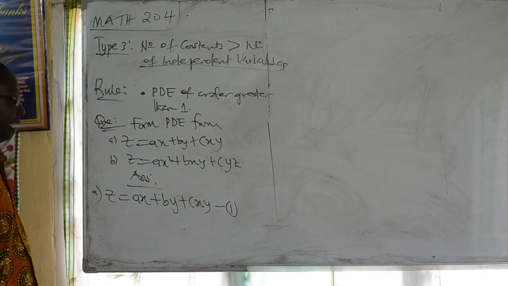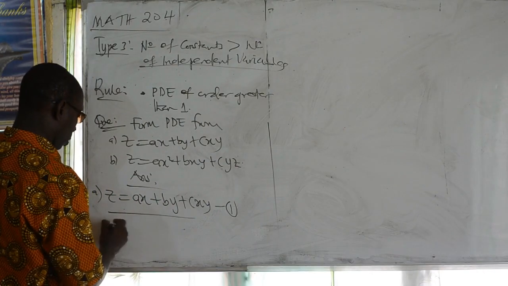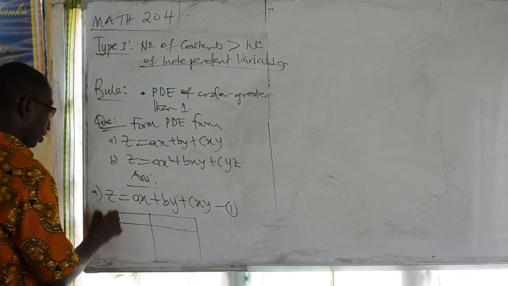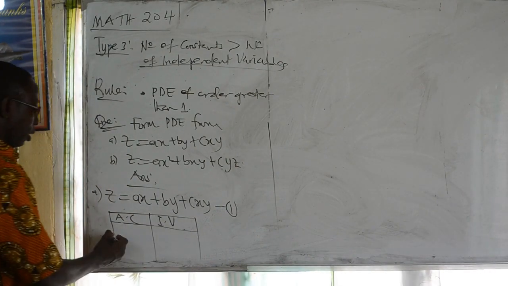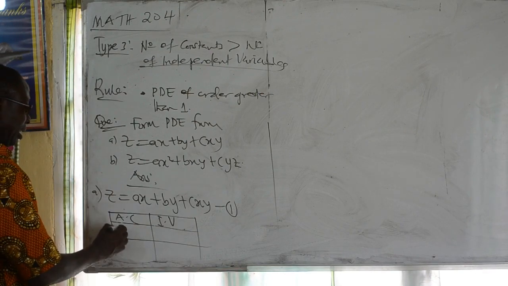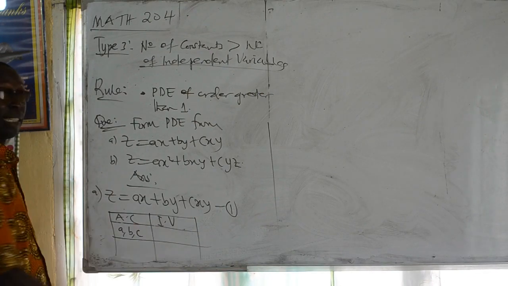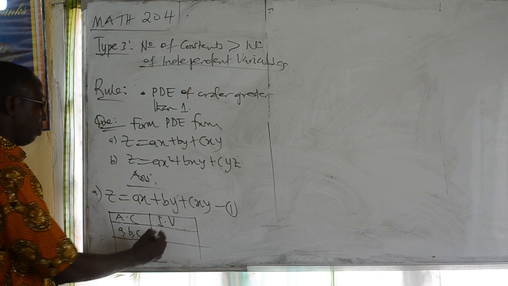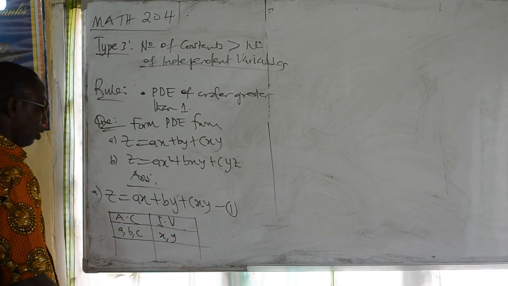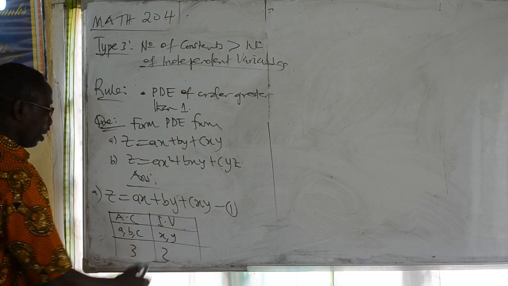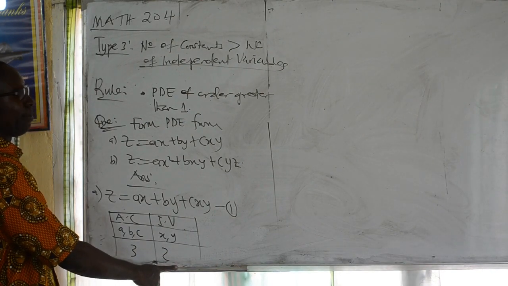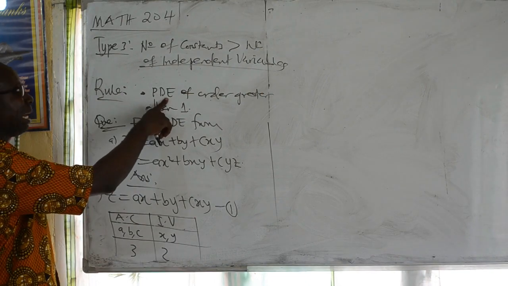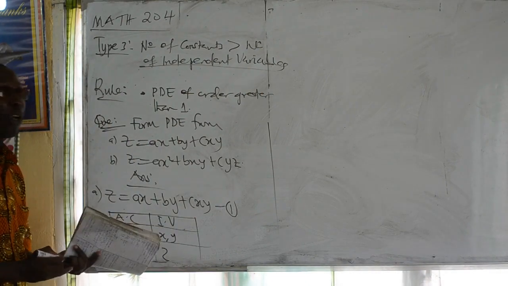Let us now put up a table. So this is my arbitrary constant. This is my independent variable. So my arbitrary constants are A, B, and C. My independent variables are X, Y. So here I can say that this is 3, this is 2. The number of arbitrary constants is greater than the number of independent variables. That means I'm supposed to have a PDE of order greater than 1, meaning I'm supposed to differentiate more than once.